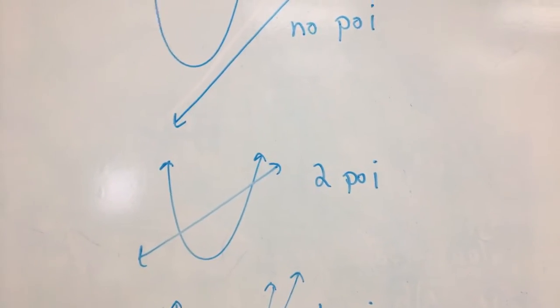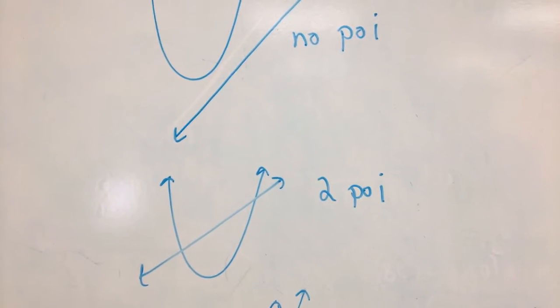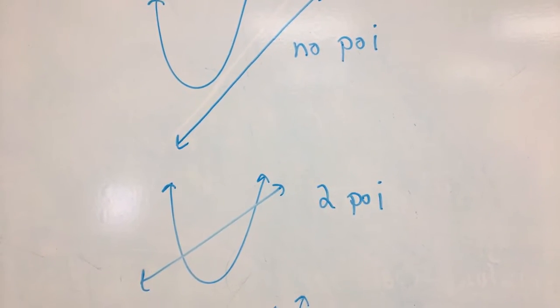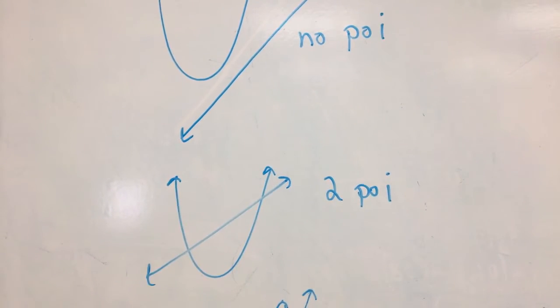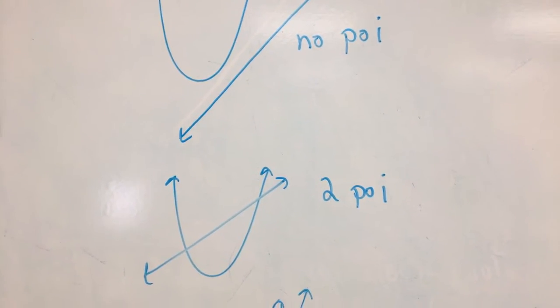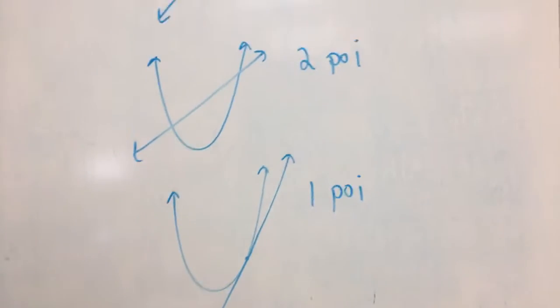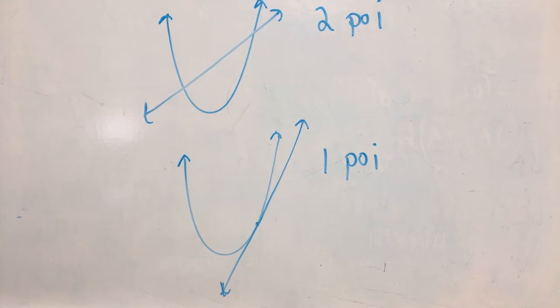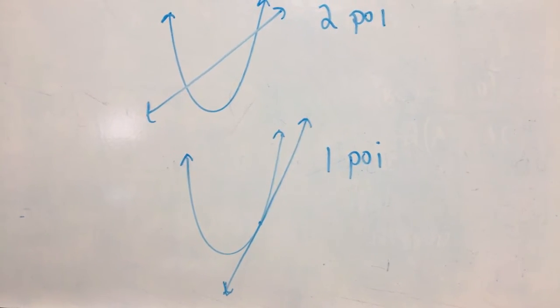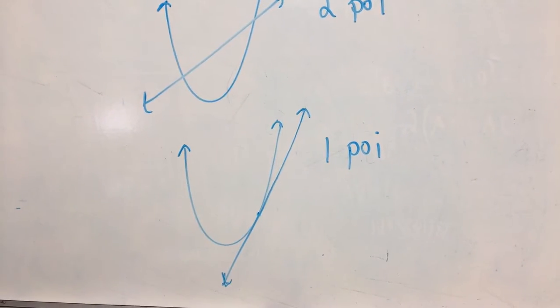Or you could have a case where you find 2 points of intersection. When you solve this, you'll find 2 x values, and then you'll find the 2 corresponding y values that match those. Or you may have a case where there's only 1 point of intersection, that little point of tangency right there. The example I chose is going to illustrate the third case.